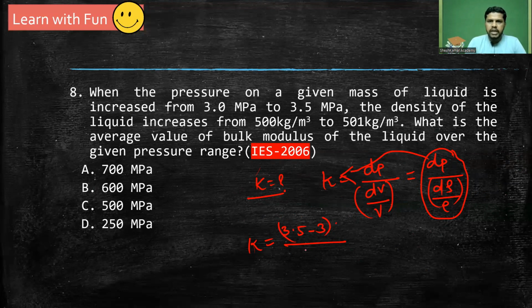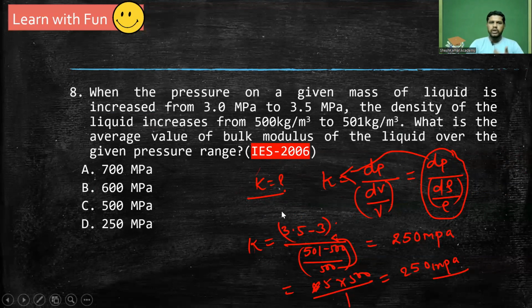Then change in density divided by density. Change in density is 501 minus 500, divided by 500. If you solve this, you will get the value of 250 megapascal. So the correct answer is option D.